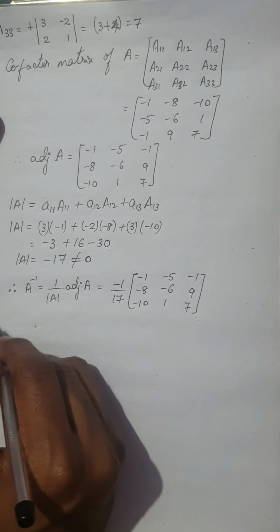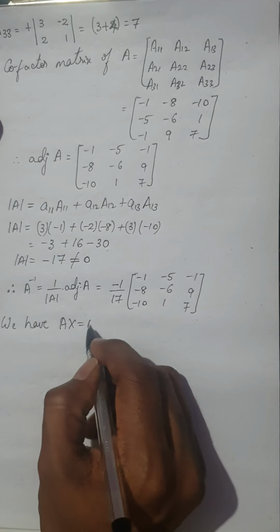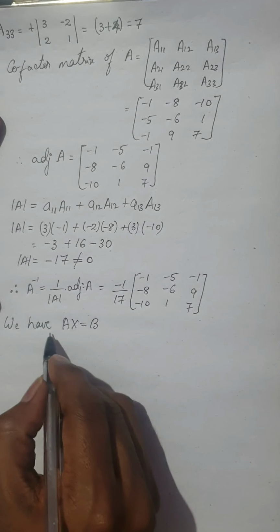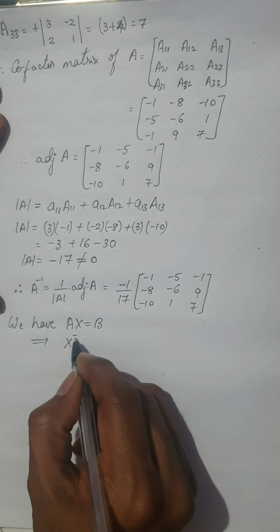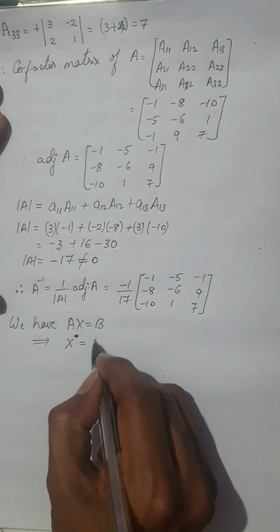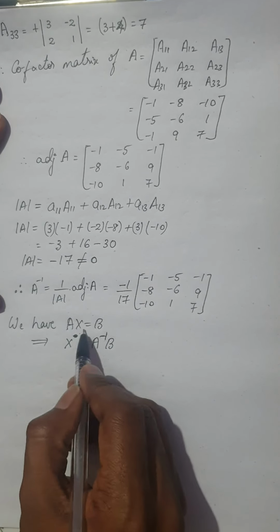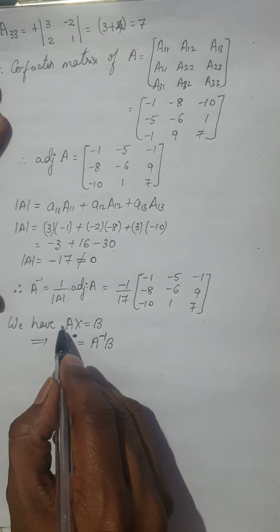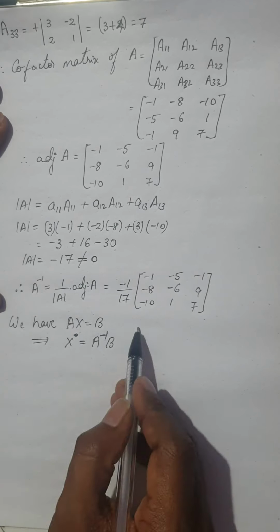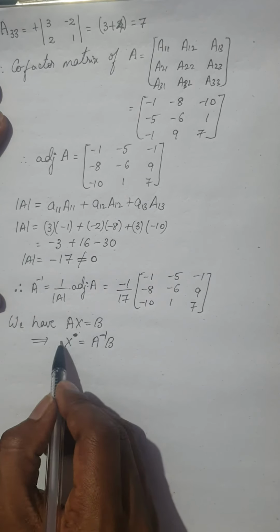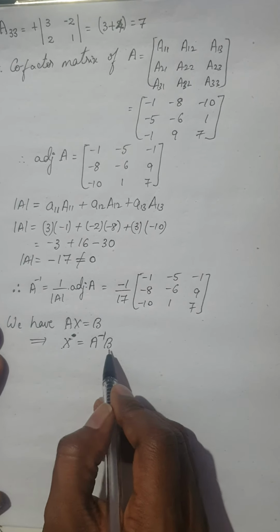Therefore, the most important step: we have A into X is equal to B. This implies, most important step, if you apply A inverse on both sides, you will get X is nothing but A inverse into B. The procedure is A into X is equal to B. If you apply A inverse on both sides, on the left hand side I will get A inverse into A. We know A into A inverse is I. So identity matrix into X will be X. Remember, your X will be A inverse into B.